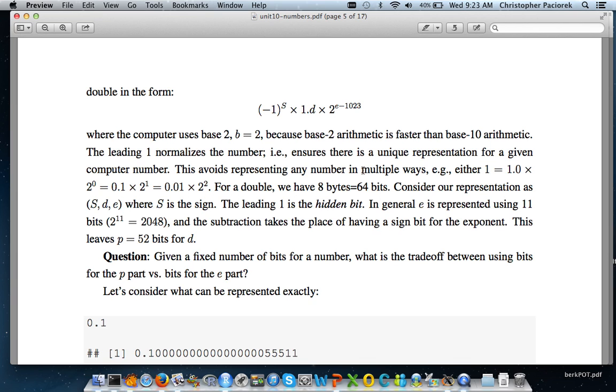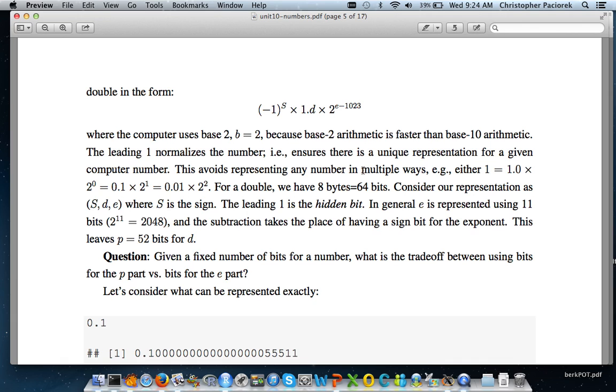And so we can basically think of how we're going to allocate those 64 bits to either the D part of the number or the E part of the number. And let's see. So there's a 1 here in the starting position, and that basically makes sure that we have a unique representation of every number. You can see the example here. We could either represent it as 1 times 2 to the 0, or say 0.1 times 2 to 1, or 0.01 times 2 to 2. And by putting the 1 out there, we prevent that from happening. That gives us that uniqueness.